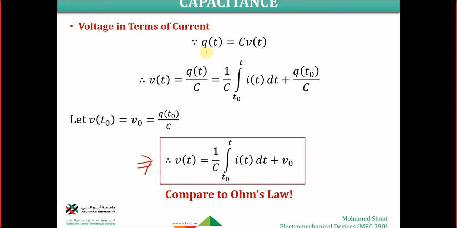So generally, starting from here, Q equals C times V. This is the charge of the capacitor, C is the capacitance of the capacitor, and V is the volt over the capacitor. And so the volt should be Q over C, which equals 1 over C times the integration of the current with respect to time, as we said in chapter 1, plus Q0 over C. Let us assume that Q of t0 over C equals V0, because Q over C, according to this equation, gives us volt, right? So Q over C at time zero, let us assume this term is V0. So we end up with this expression for the volt in terms of the current.